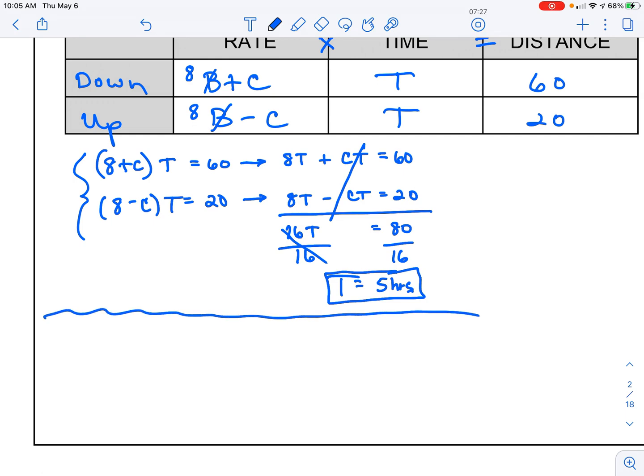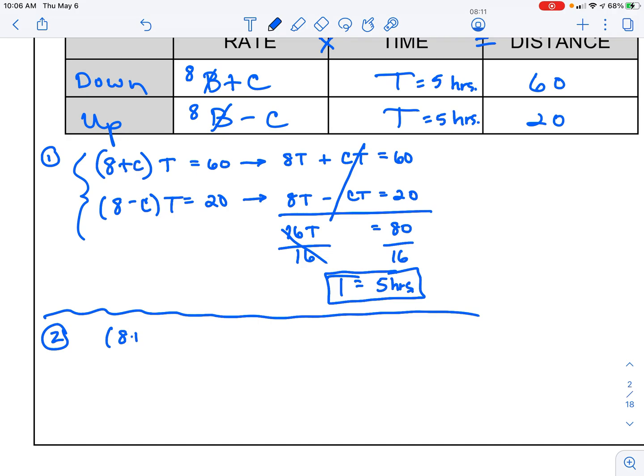Now the second part of this. We figured out the time is 5 hours. So it took them 5 hours to go downstream and 5 hours to go upstream. So number 2, we need to figure out the second part of this, which was the speed of the current. So now we're going to solve for C.